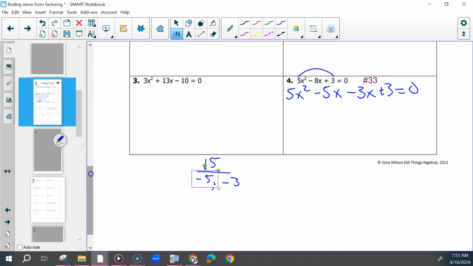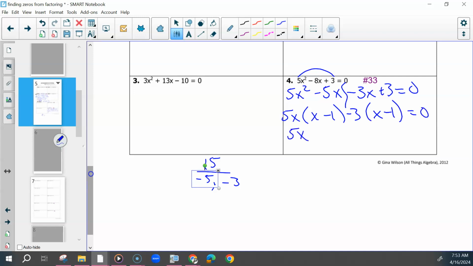Split it down the middle. Find the GCF of both sides. What would that be of the left side? 5x. 5x. Leaving what? X minus 1. What would the GCF on the right be? Negative 3. Leaving x minus 1.